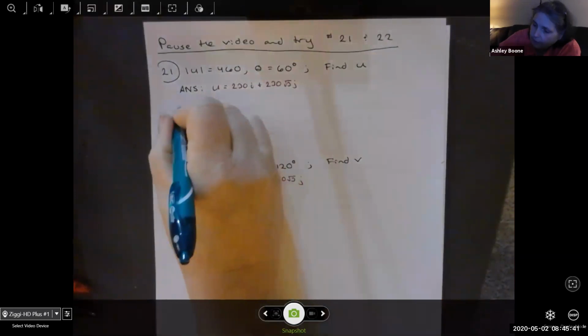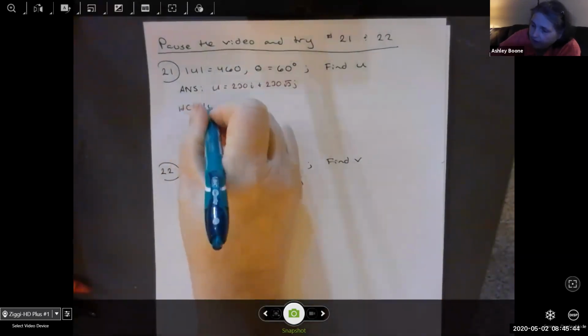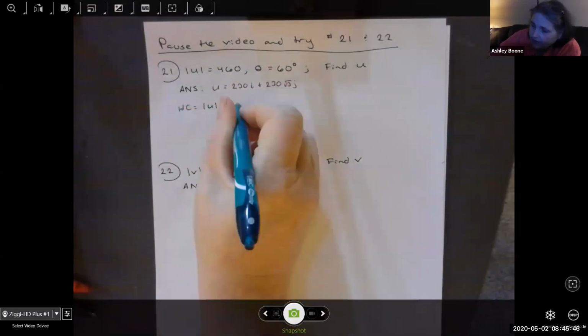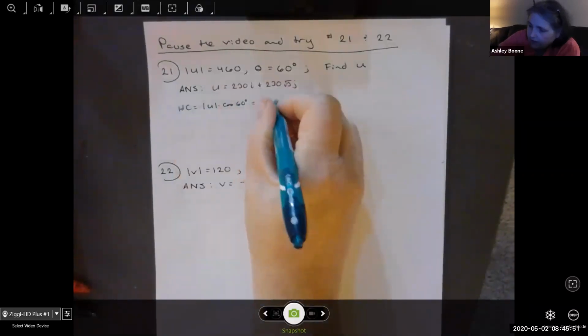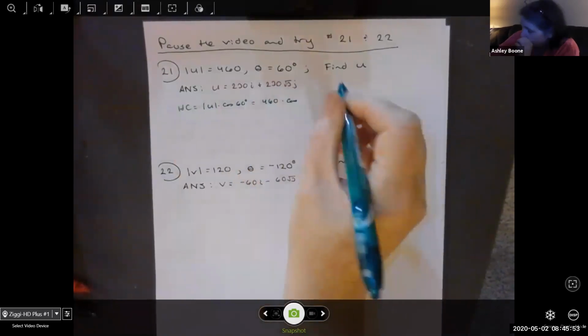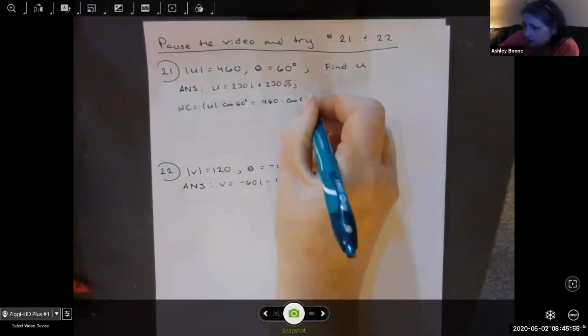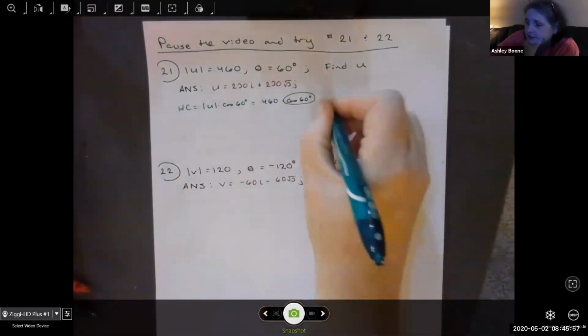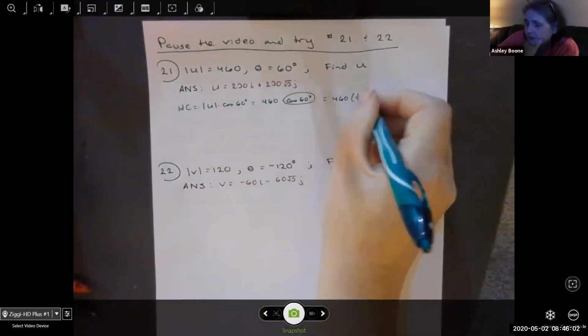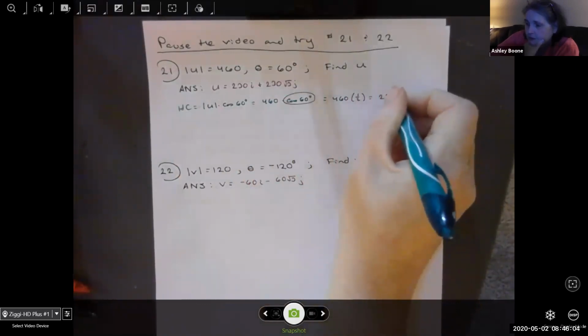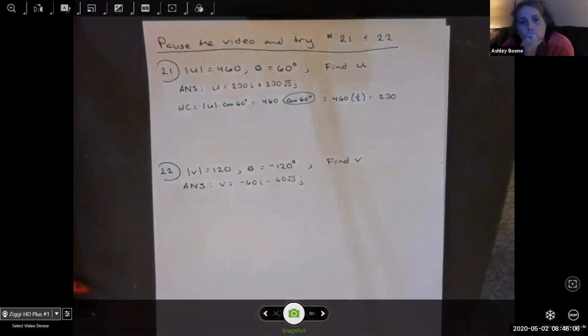Our horizontal component is the magnitude of the vector times the cosine of the angle. The magnitude of the vector was 460 times the cosine of 60 degrees. Cosine of 60 degrees is 1/2. That's 460 times 1/2, which is a positive 230. Okay, that's our horizontal component. To the right, 230 units is what that means.